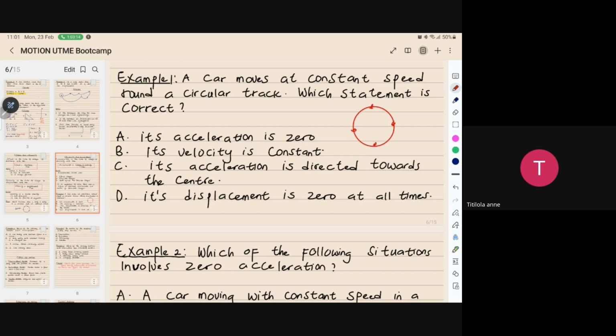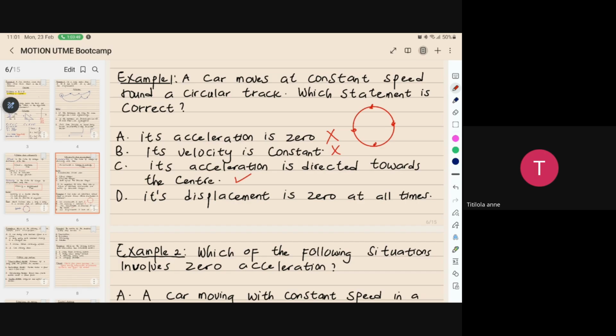And we said that acceleration occurs when either the velocity is changing, or the speed is changing, or both of them are changing. So there's a tendency that speed might not be changing, but if velocity is changing, that means acceleration is occurring. If both of them are constant, if speed is not changing and velocity is not changing, that is when we say that acceleration is equal to zero. So this one is off. Velocity is constant? No, you're moving around the circular path, so it cannot be constant. Acceleration is directed towards the center? Yes, you're moving around the circle. Displacement is zero at all times?